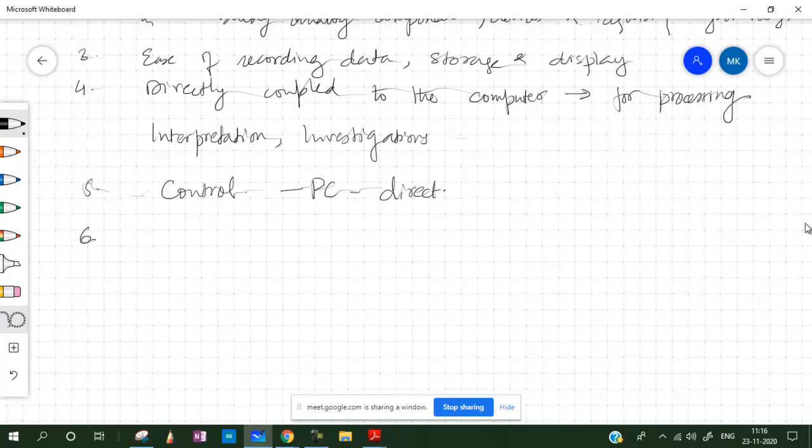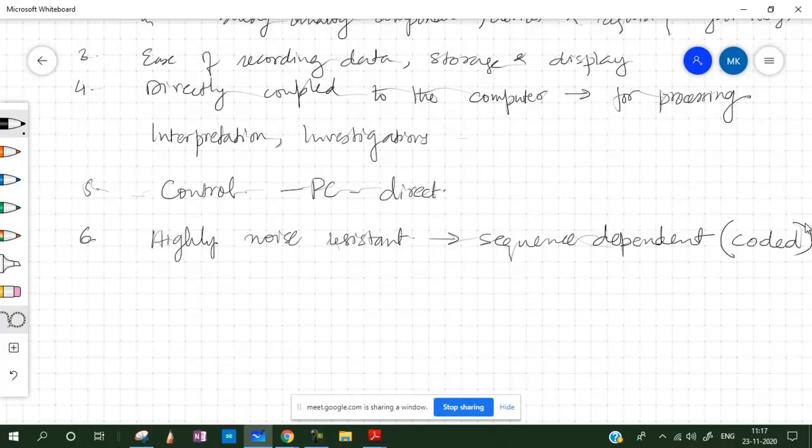And one of the most important things is noise cancellation, or you can say the advantage in terms of noise resistance. The digital signals are sequence dependent. It's noise resistant because it's more about sequence, or we can say these signals are coded in the form of zeros and ones. So we have a sequence rather than any arbitrary kind of voltage.